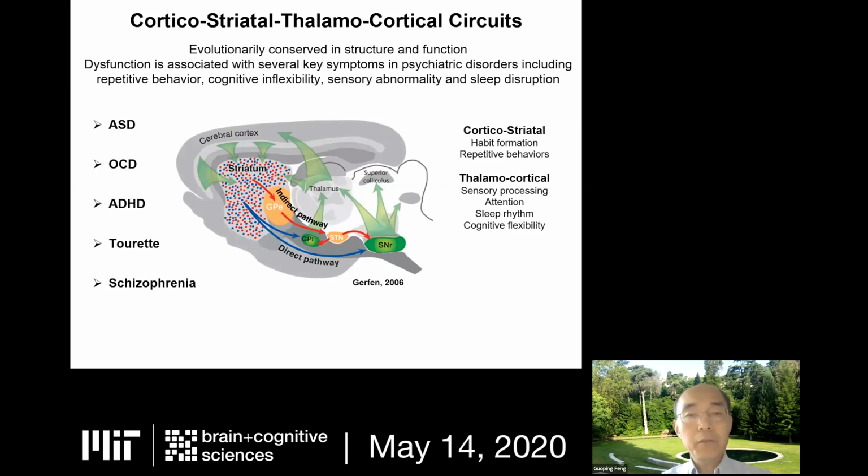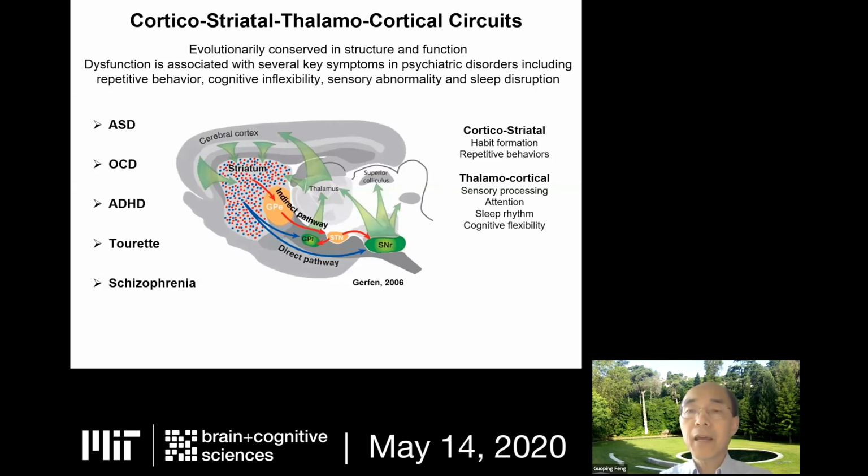Previous work in my lab had focused on corticostriatal synapses in repetitive behaviors. And more recently, we have focused a lot of attention on thalamocortical circuits, on sensory processing, attention, and sleep. So this is the part I'm going to talk about.